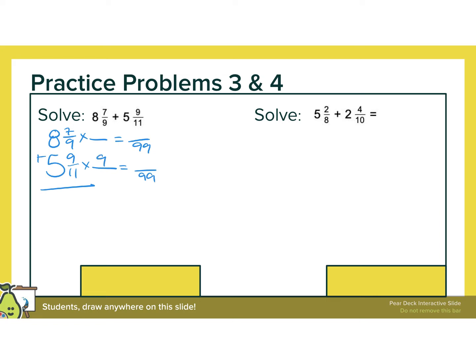11 times 9 is 99. 9 times 9 is 81. 9 times 11 is 99. 7 times 11 is 77. Okay? So now I have to add those. I can't do that in my head.